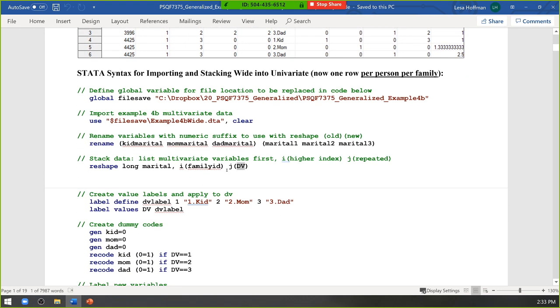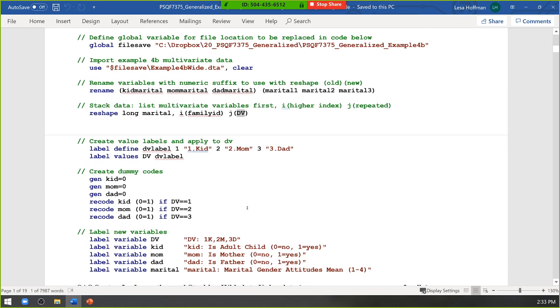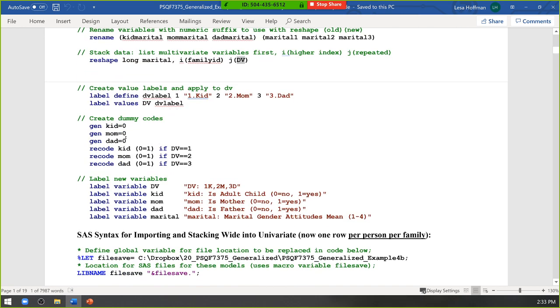I then took that variable and made a labeling system for it so that it says 1 kid, 2 mom, and 3 dad. That way I don't have to remember which is which, and it helps the output look a little bit easier to read. I then generated the dummy codes, and I know there's faster ways to do this in Stata, but I like this way because it's more transparent as to what you're doing. So setting each variable to 0 and then changing it to 1 if it's that particular DV.